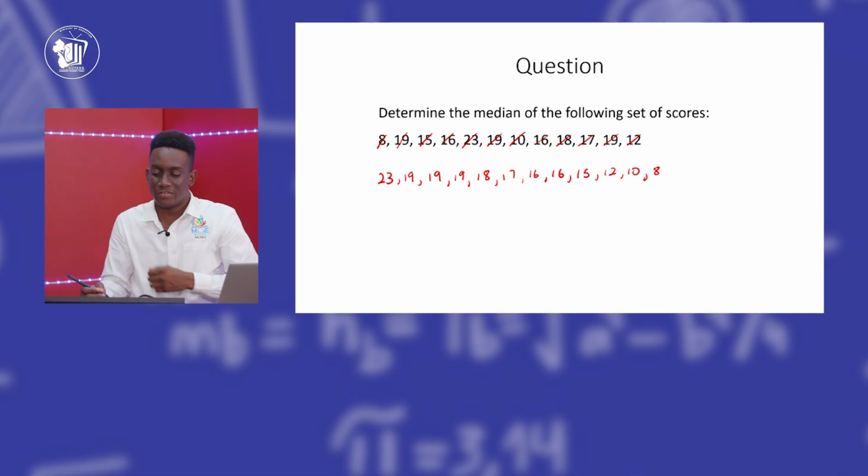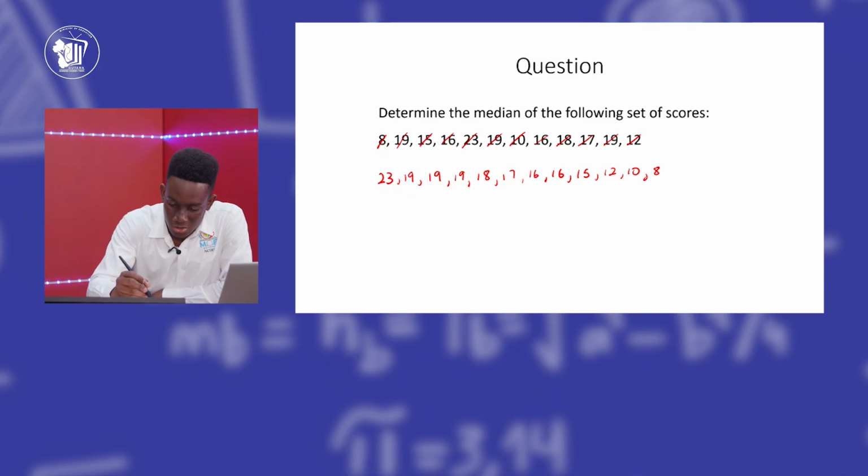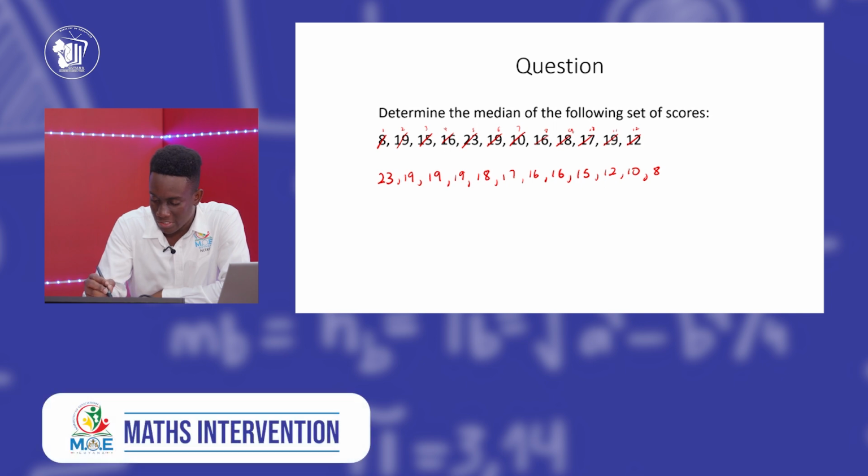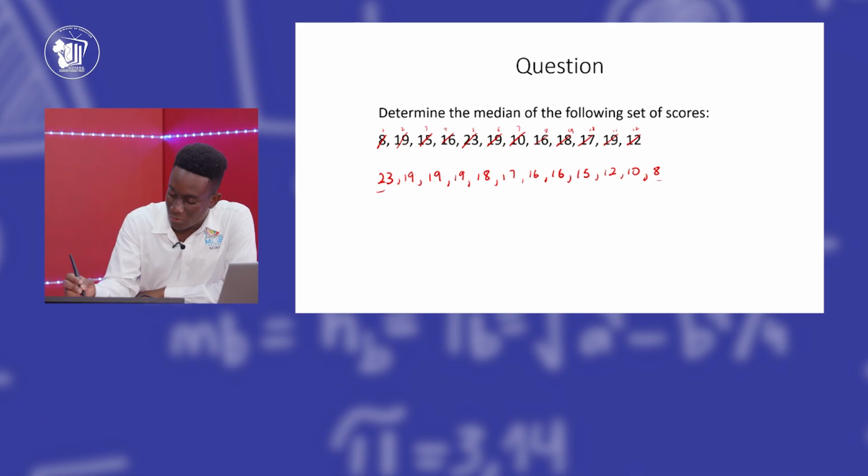So let's count to make sure we have the same number of scores. So we have 1, 2, 3, 4, 5, 6, 7, 8, 9, 10, 11, 12. And at the bottom we have 1, 2, 3, 4, 5, 6, 7, 8, 9, 10, 11, 12. Yes. So let's go to the median. So we start counting in from both sides. So we count in, we count in, we count in. And then we see we end up with two numbers in the middle.